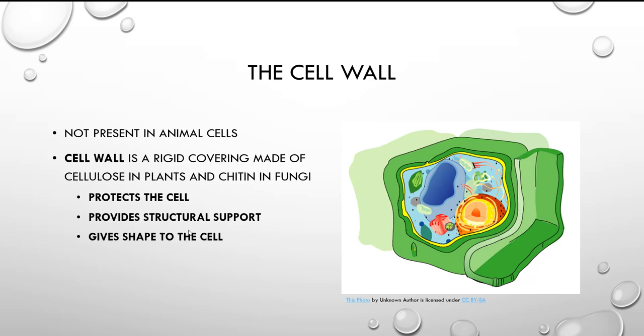It also provides structural support. Okay, so it allows the plant to be upright. It defies the laws of gravity because it can grow towards the sun. And it also gives shape to the cell. So it provides structure, shape, and protection for the cell.